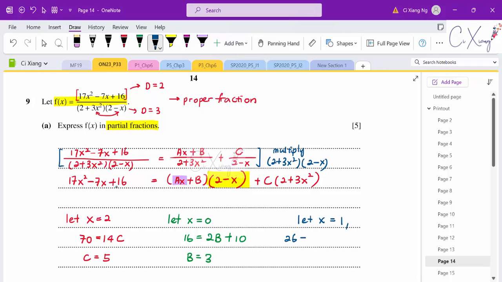Okay, then when x equals 1, I'm having a 1 here. So 1 plus b. 1 plus b means 1 plus 3. Oh, sorry, it should be a plus 3. Sorry, a plus 3 times 1. So this whole thing is a plus 3.